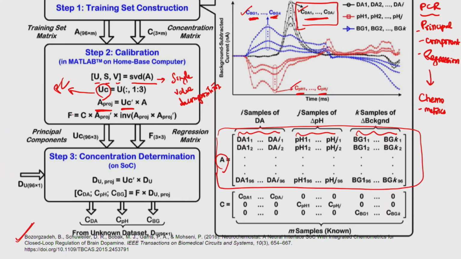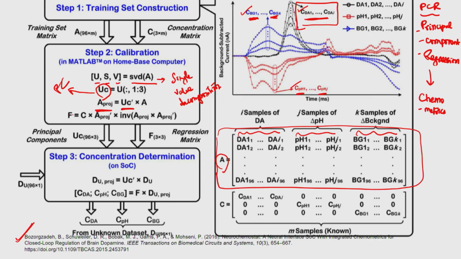Using this principal component analysis they are able to isolate the contribution of only dopamine, only background, only pH. Then when they have a real time signal coming in, while they are monitoring the brain, they try to match it with the projections for dopamine only. By finding out the similarity between the mixed signal and the dopamine only projection, they are able to isolate the dopamine contribution to the signal.